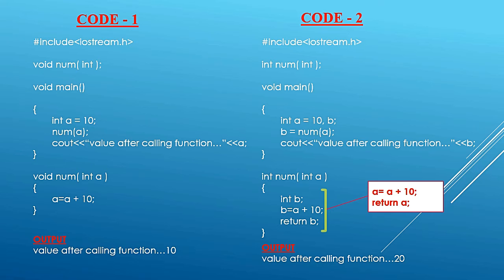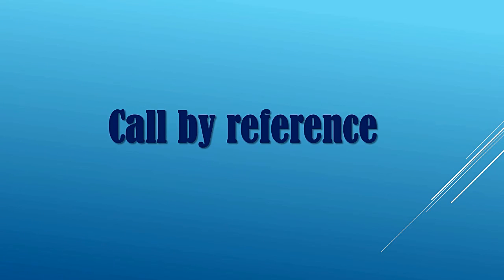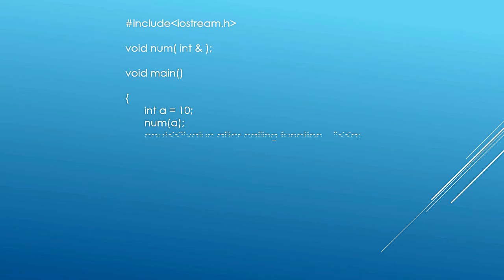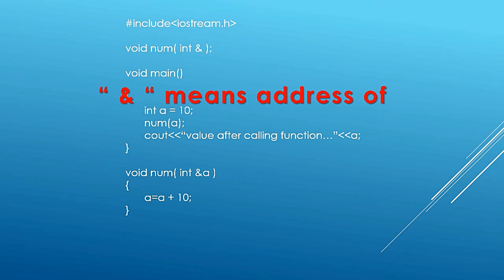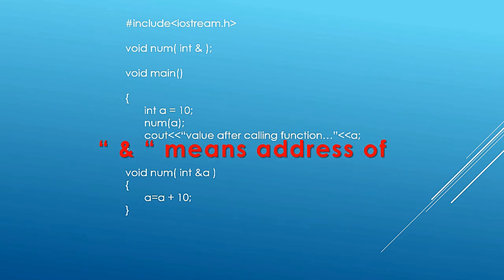So how does call by reference differ from call by value? This will clear the confusion in your mind. In this program, look at the second line, void num(int &). Here ampersand means address of. At the time when the function call occurred, it just passed the address of the value stored in a, and look, it hasn't any return type.